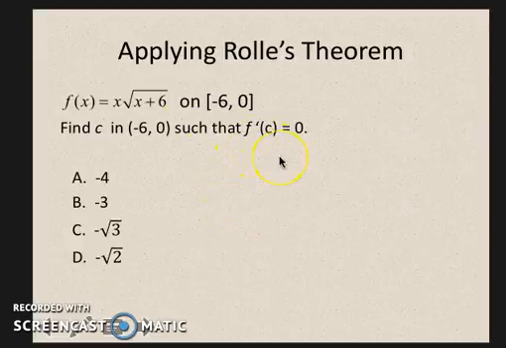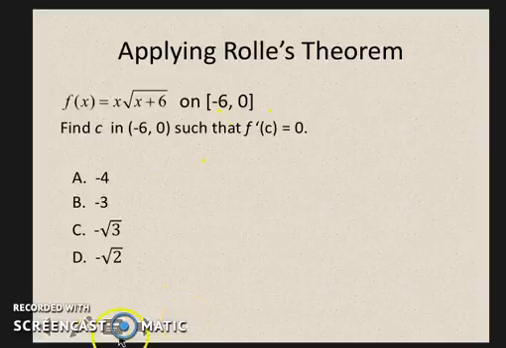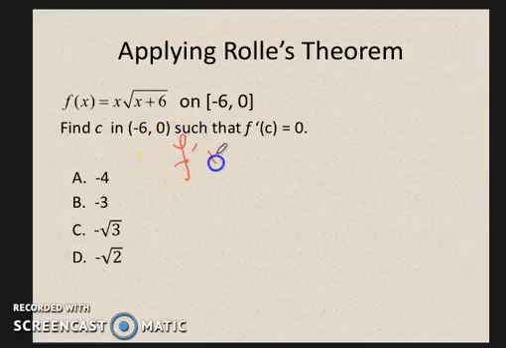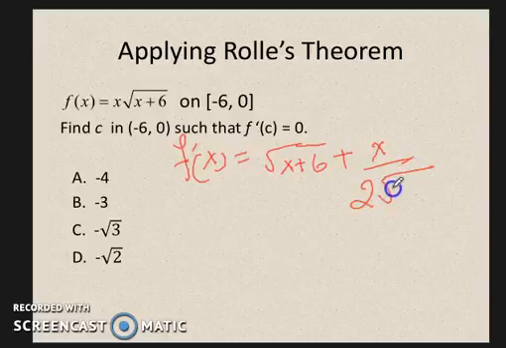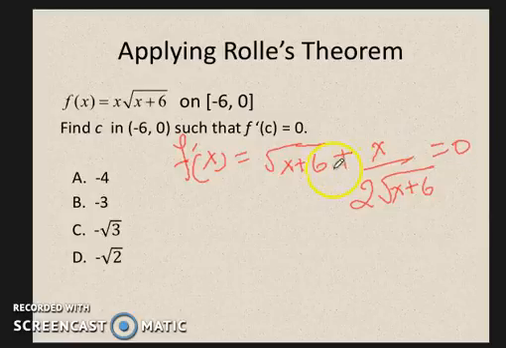Let's take the derivative of that function. Let me select my pen. Okay, so f'(x) would be the square root of x plus 6, plus x over 2 times the square root of x plus 6, using the product rule. Now we have to set that equal to 0 and solve it to find x.